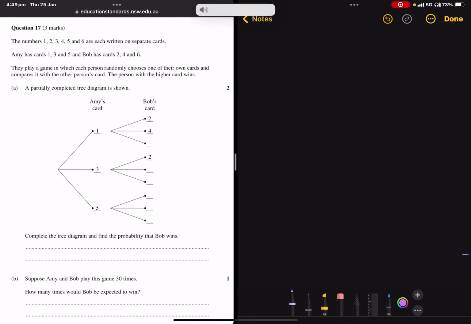Okay, so we're going to have a look at another question. This one comes from the HSC 2022 Standard 2 Maths paper. So we're told, and this is question 17.